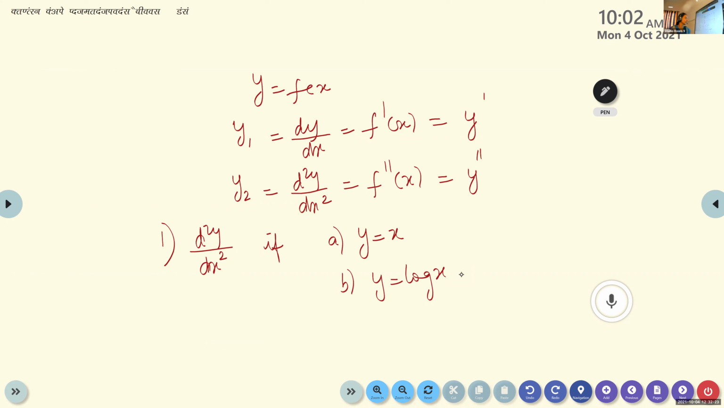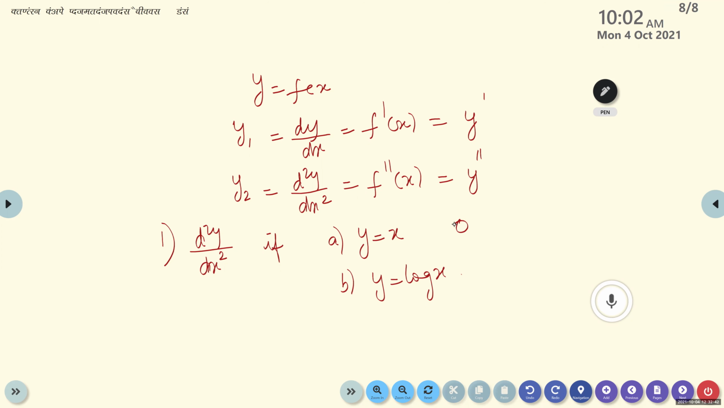What is the answer, Aishwarya? First one? First one is x0. 0, correct. Tomlin, second one? Tomlin, the second one?